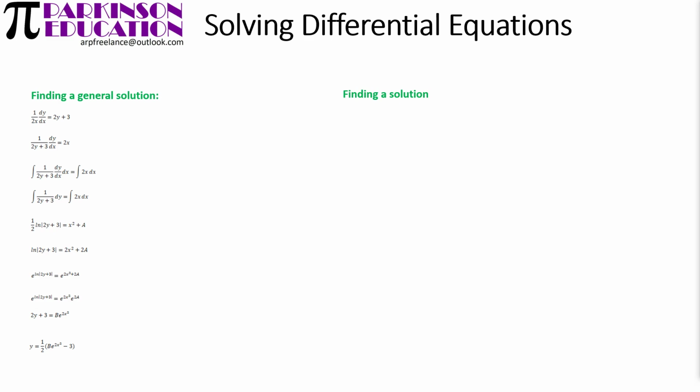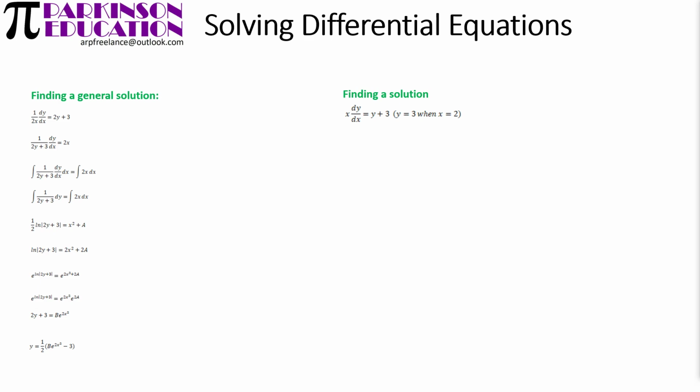It's called a general solution because it has that unknown constant still in it. When we are finding a solution, I can't have that constant, so therefore I must be given a set of conditions that would allow me to find it. So here's an example. I have x times dy by dx equals y plus 3. I am told, however, that y equals 3 when x equals 2.